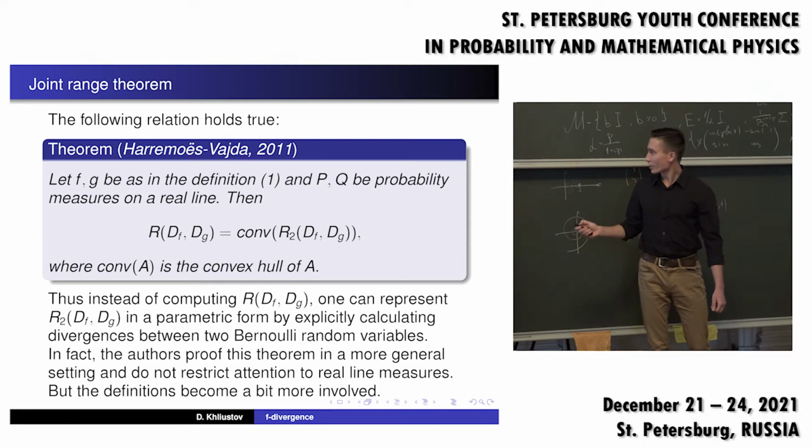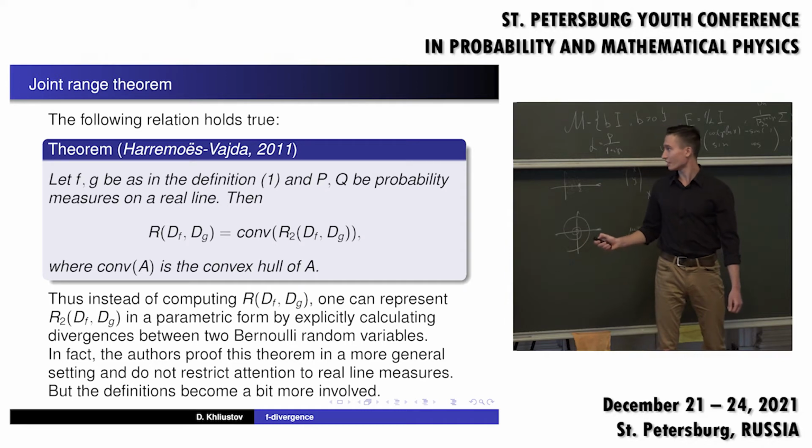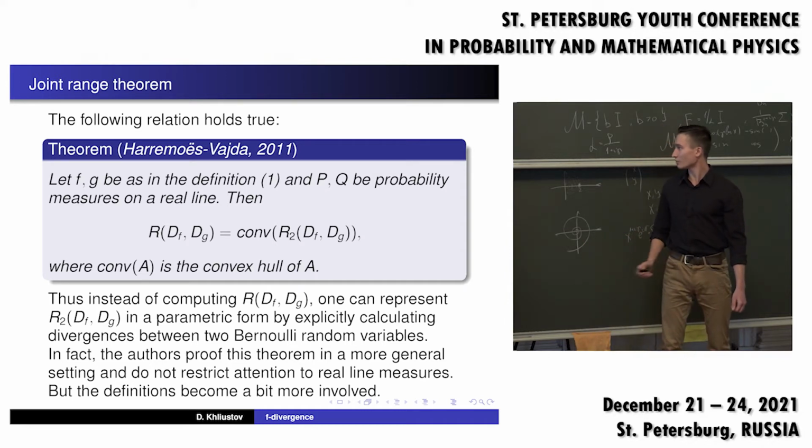It tells us that the joint range of two divergences is just the convex hull of the restricted joint range of order 2. So instead of computing this quantity explicitly, we can just parameterize R_2 and take a convex hull. After we do this, we usually can derive some lower and upper bounds for divergences just by looking at the picture.